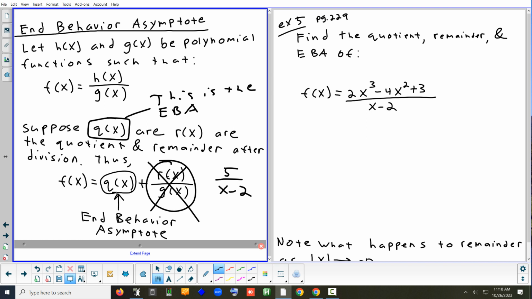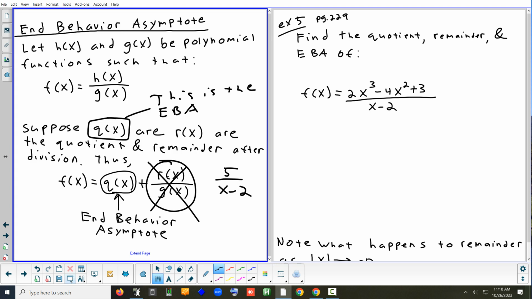So let's try this. Let's find the EBA. Is this a problem I can use synthetic, or do I have to do long division? I can use synthetic, yeah. I'd rather use that if I can. It's faster.